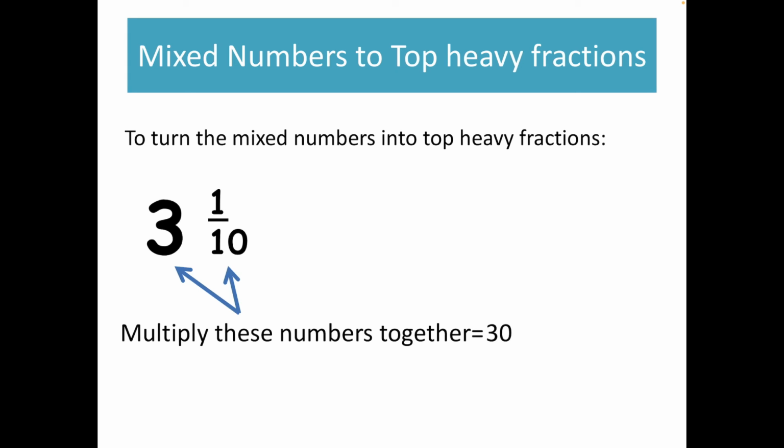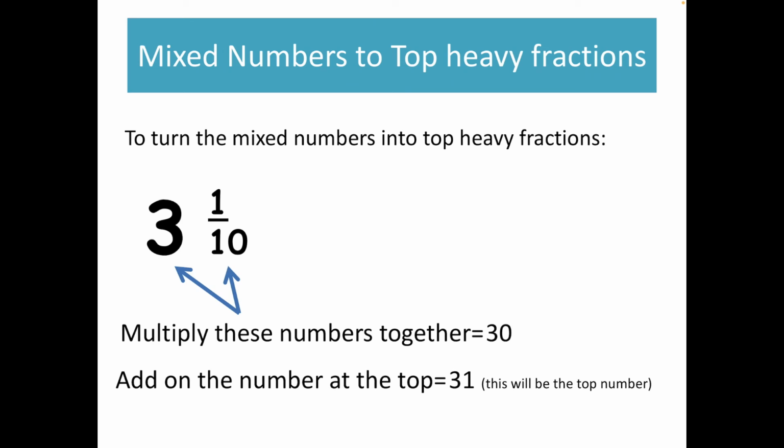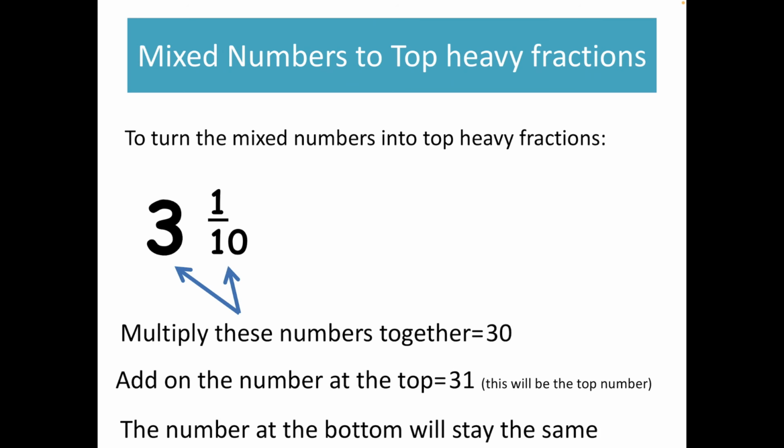3 times 10 gives us 30. And then we add on the number at the top. 30 plus 1 gives us 31. This will be the number on the top. The bottom number will stay the same. We're left with a top-heavy fraction of 31/10.